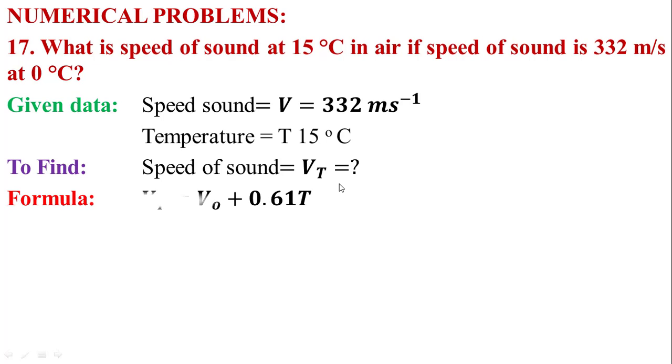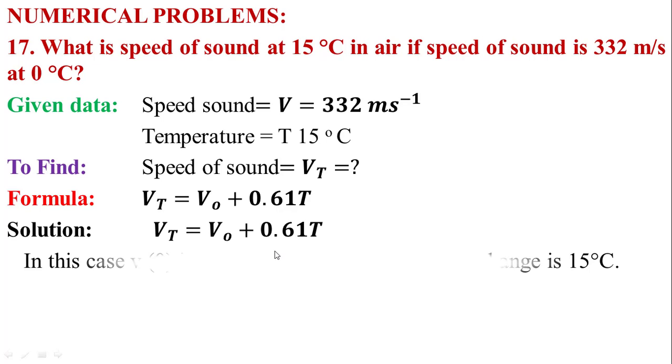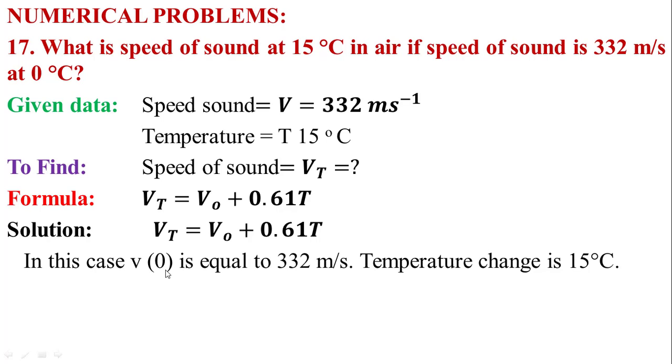Using the formula to find the speed of sound at temperature T, the speed of sound at temperature T is equal to V naught, that means the speed of sound at 0 Celsius, plus 0.61 multiplied by T, the temperature in Celsius scale. So using this in the solution, V naught at 0 Celsius is equal to 332 meter per second and the change in temperature is 15 Celsius.